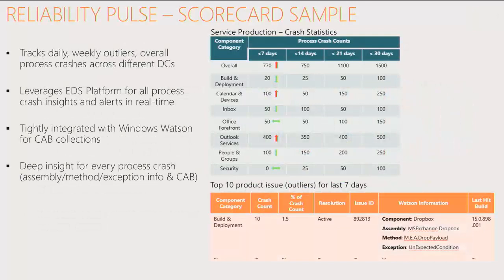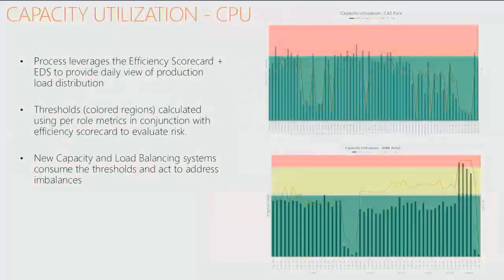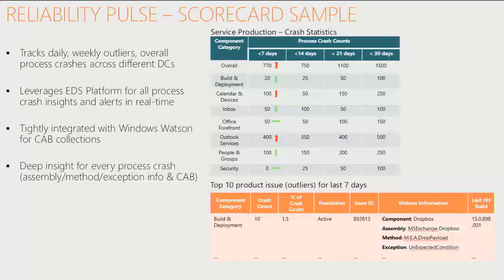Okay, so next one. This is a version of the reliability, the reliability scorecard, if you will. Essentially, it's a similar concept to the efficiency one. It tracks daily crashes, and you can see over here the number within the last 7 days, 14 days, 21 days, 30 days, per groups of processes again.